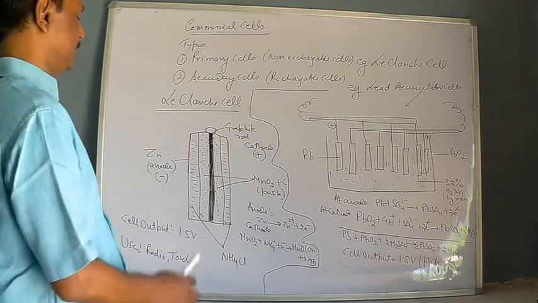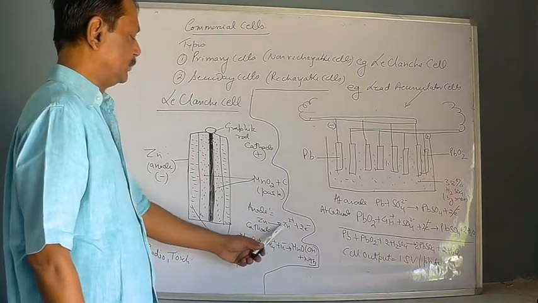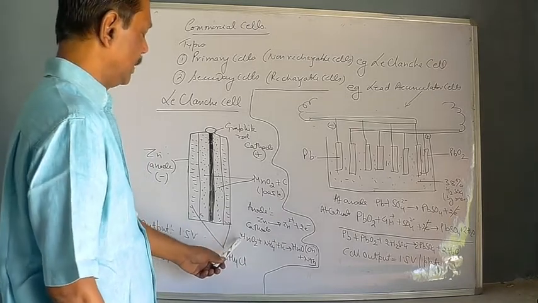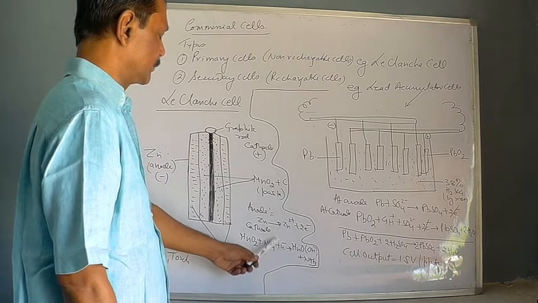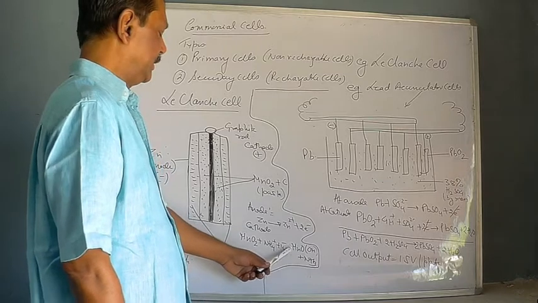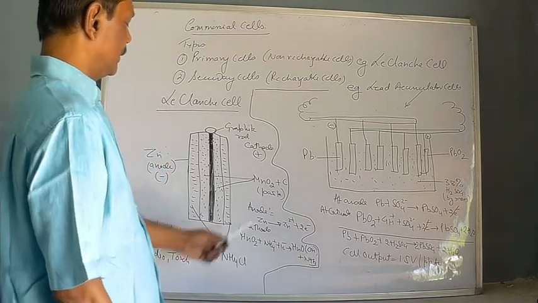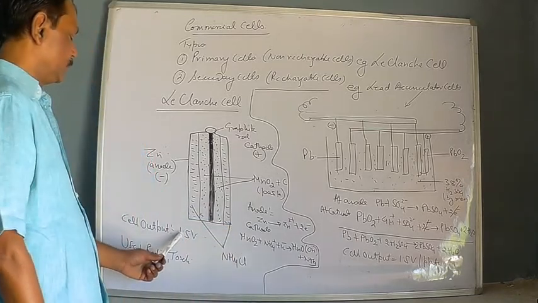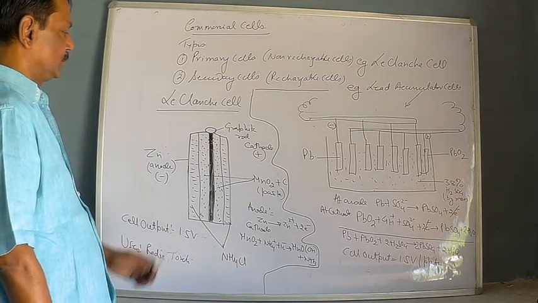So class, what is going to happen? At the anode, zinc is getting oxidized from Zn to Zn2+, liberating 2 electrons. And at the cathode, MnO2 plus NH4+ plus 1 electron, reduction taking place, and it gives basic manganese oxide, MnO(OH), plus ammonia. So this is the anodic reaction, and this one is the cathodic reaction. The cell output is 1.5 volt, and we use it in radio and torch.